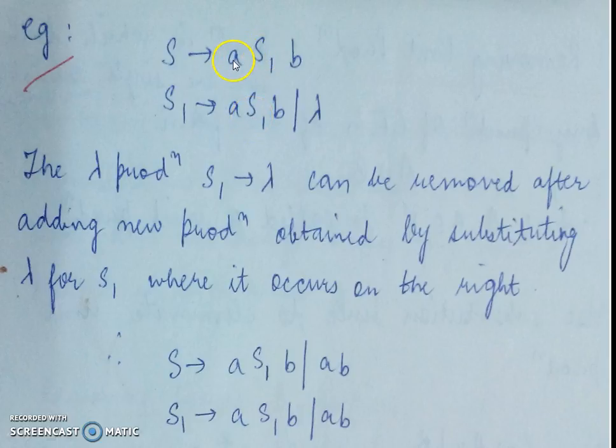So that means A S1 B as it is in my new production. As well as I have another production, if I put a lambda in place of S1, I am left over with A and B. So I have a new production AB here. Likewise, for the second production rule, if I put a lambda here, I have AB here, so I have an AB here as well. So lambda production is removed in this case. My equivalent grammar is this.